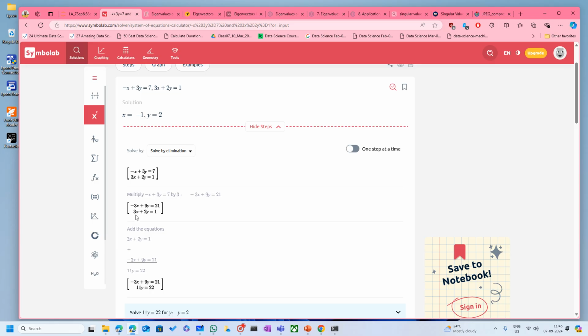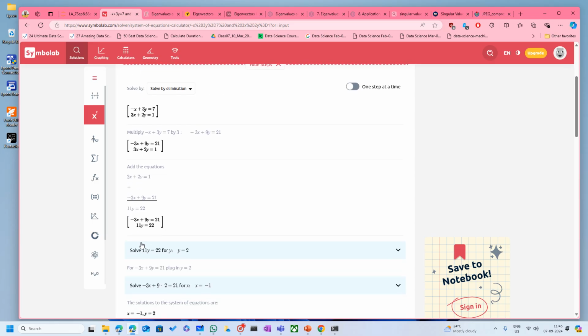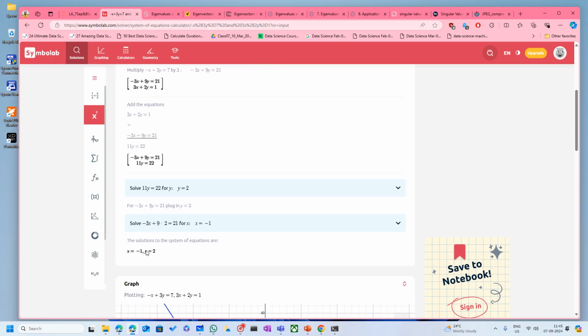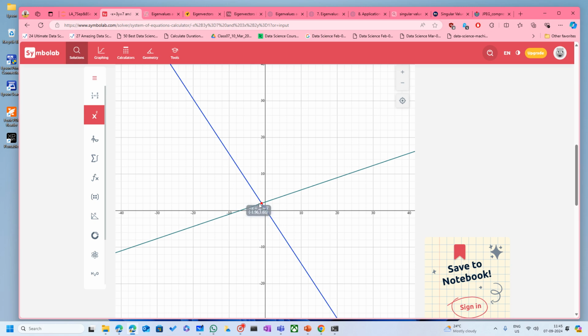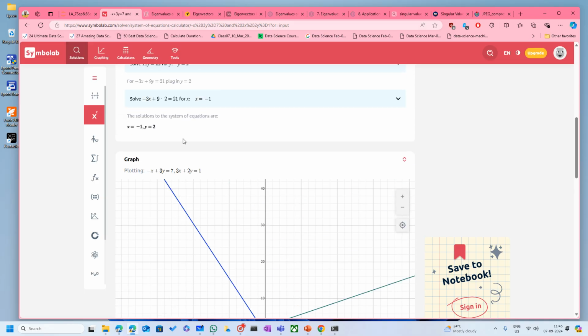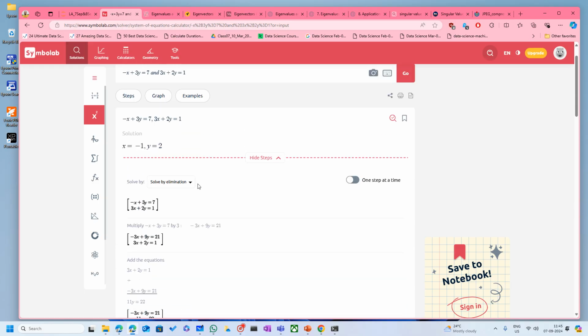Mathematically, when you add these equations, the x terms get cancelled. You get 11y equals 22, so the y value equals 2. Now put this value in the first equation, and you will get x equals minus 1. Visually they look the same, intersecting each other at the point minus 1 comma 2. So we say this set of linear equations has a unique solution.